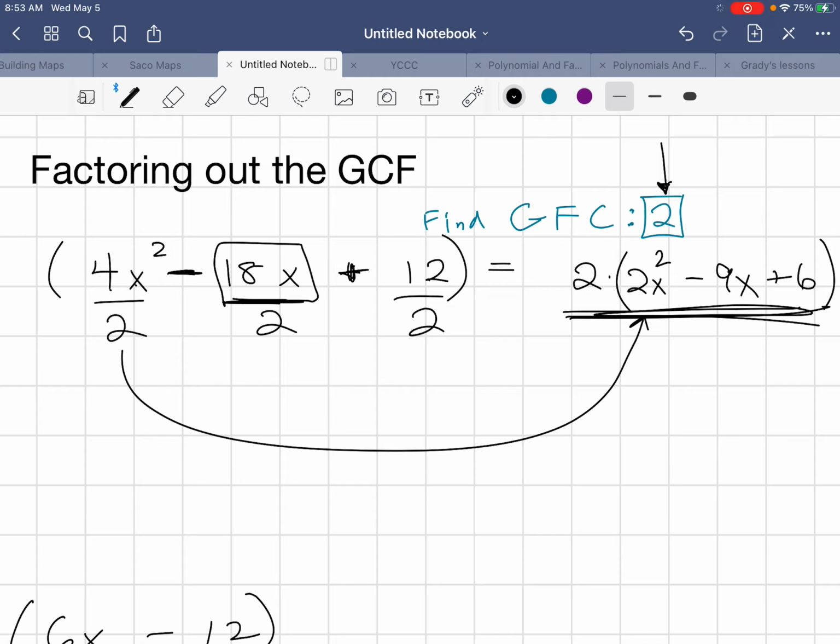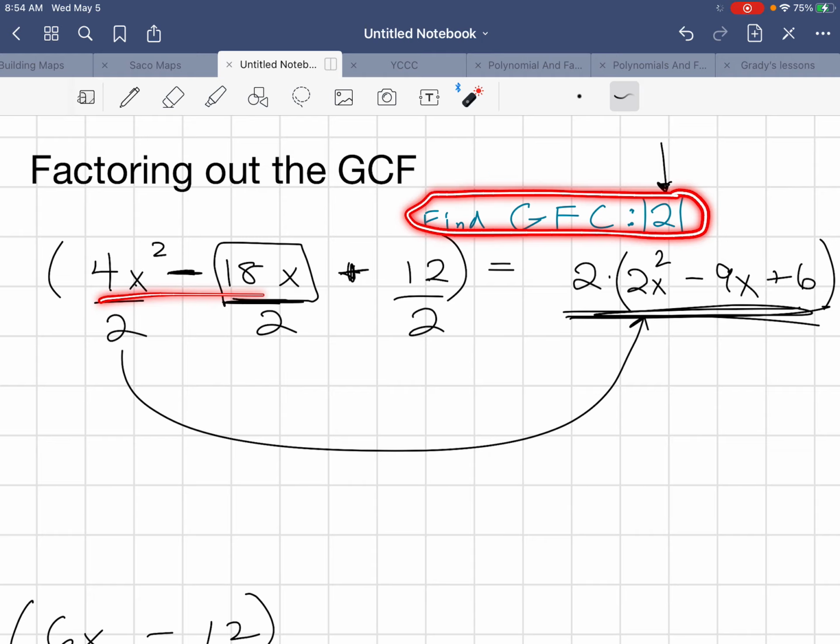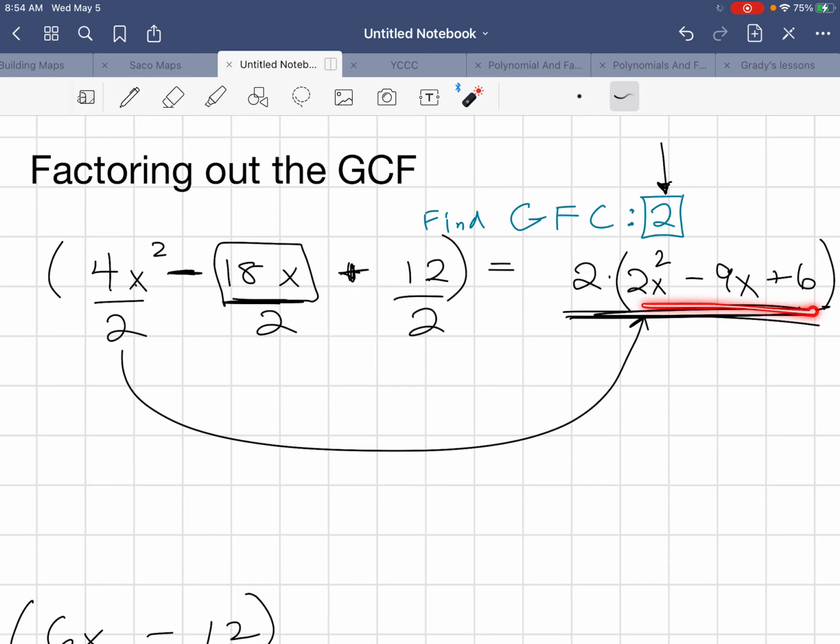Now, eventually, once you learn how, it could be that the resulting polynomial inside the parentheses might be factored further. But usually, you're going to benefit from finding a GCF first because it makes the inside a smaller version of that polynomial.